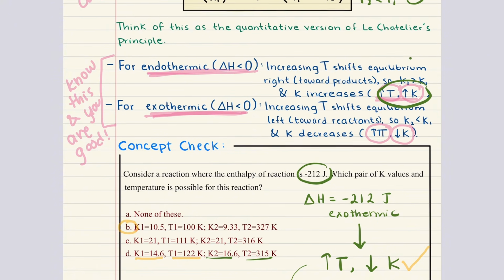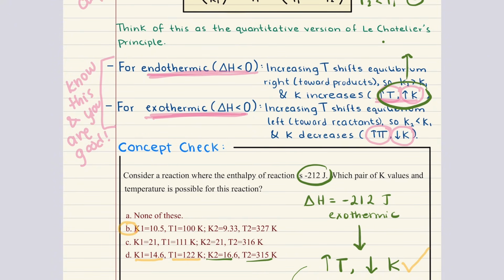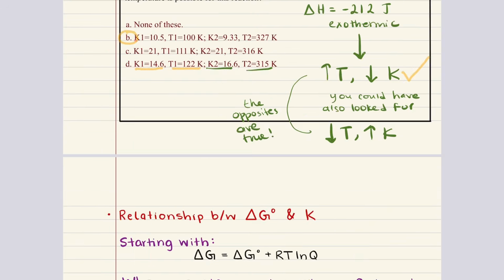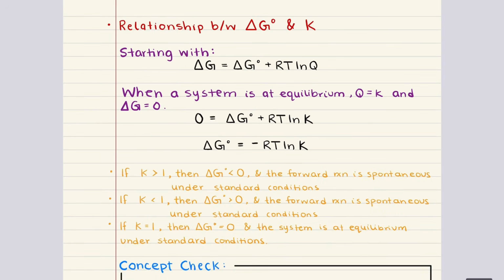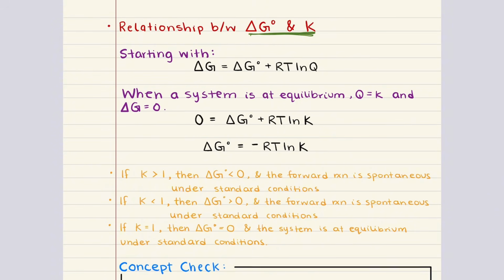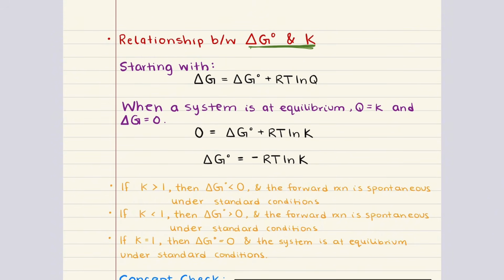option B. All right, let's finish this lecture by connecting Gibbs free energy to the equilibrium constant. This relationship is one of the most important links between thermodynamics and equilibrium. So we're going to start with the general Gibbs free energy equation. Delta G equals delta G naught plus RT times the natural log of Q.